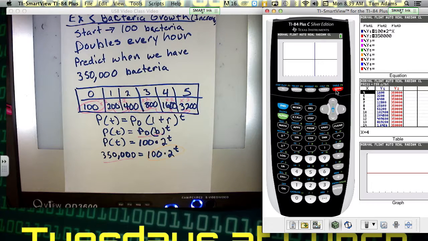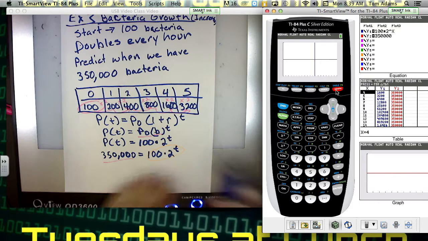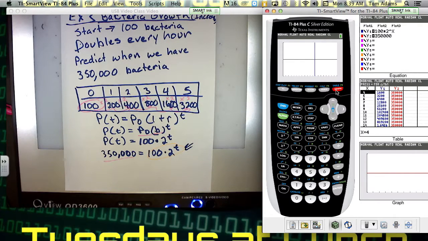So now what do I need to do to find the solution to this right here, because that's what we're trying to do? We're trying to figure out what value for t, or x, as we say on our calculator, gives us 350,000. How do I figure that out? Find the intersect. The calculator will do this for me if I hit second trace, go to the calculate menu, and hit intersect.